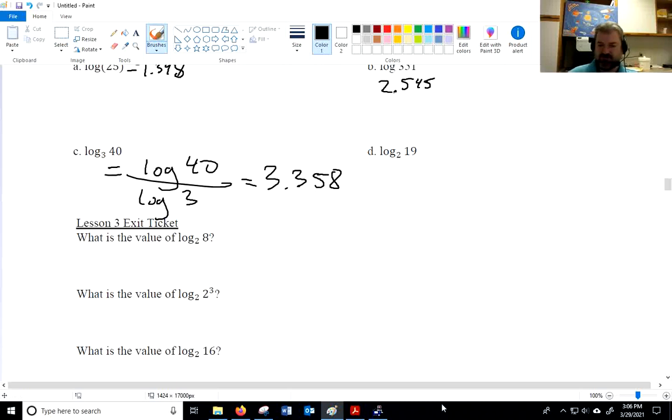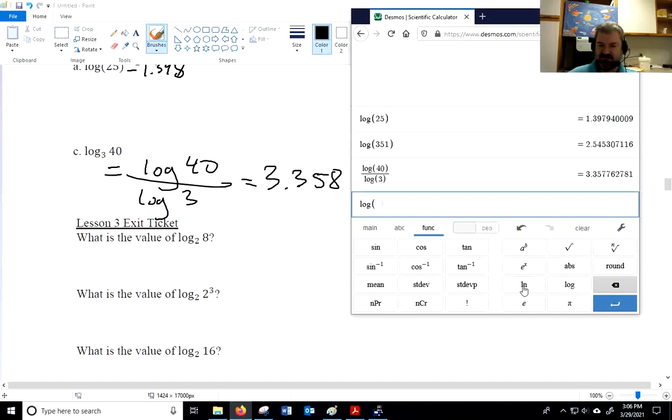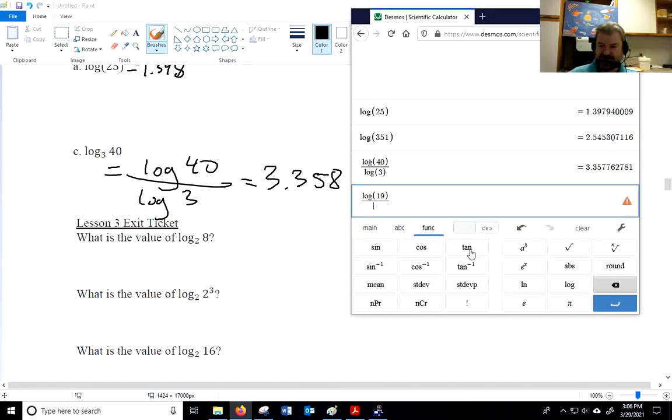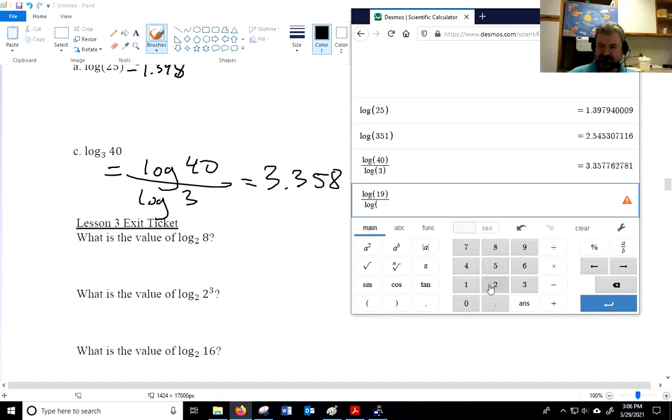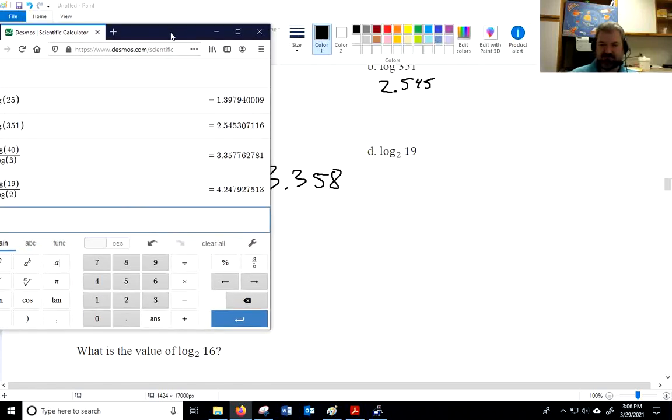All right, let's do one more. Log base 2 of 19. So I need to do the log of 19 and divide it by the log of 2. And we get 4.248.